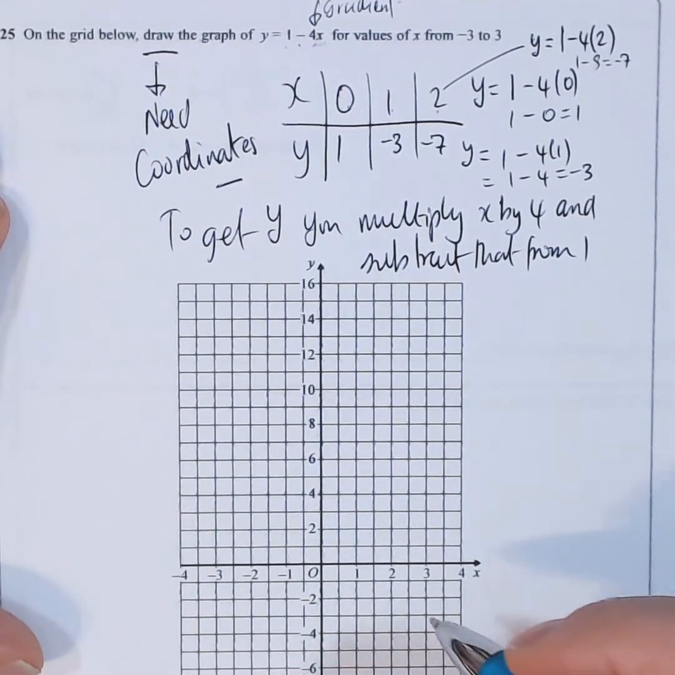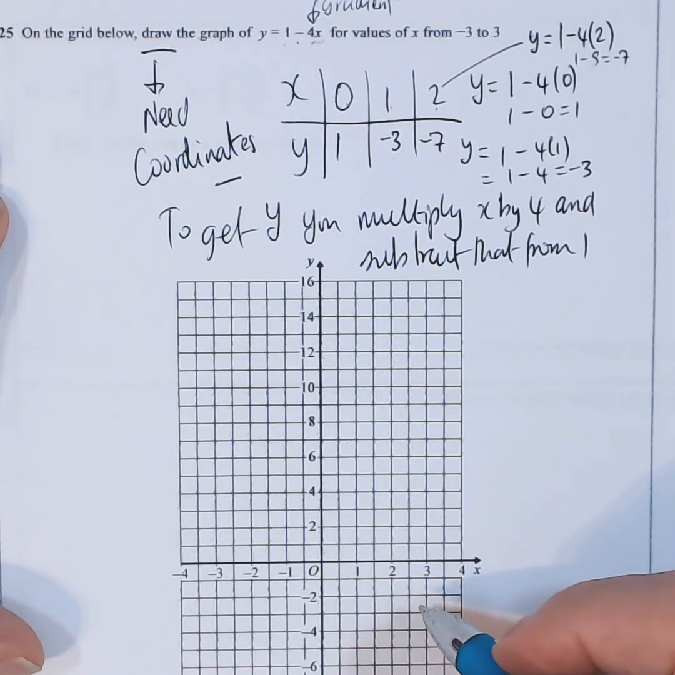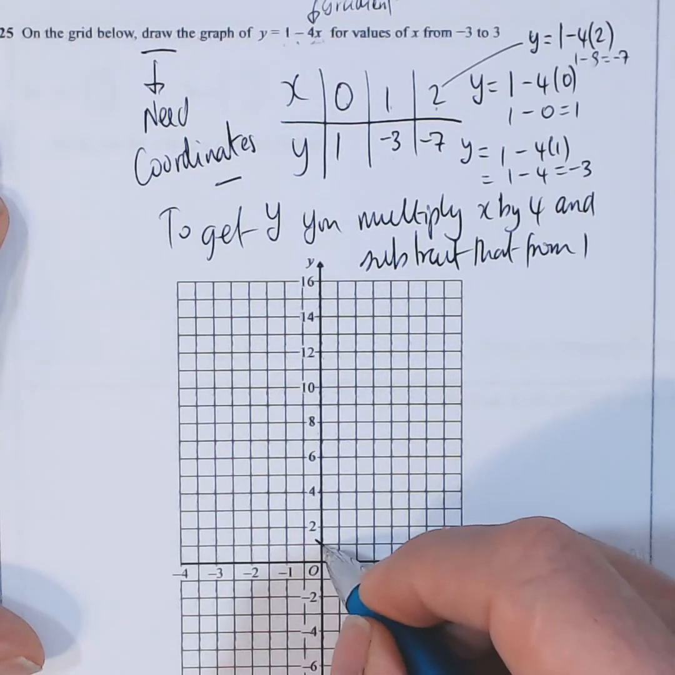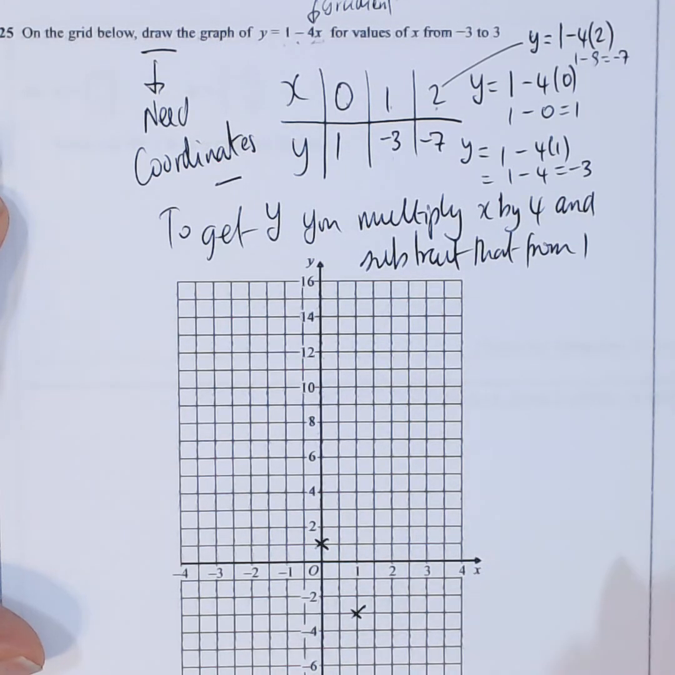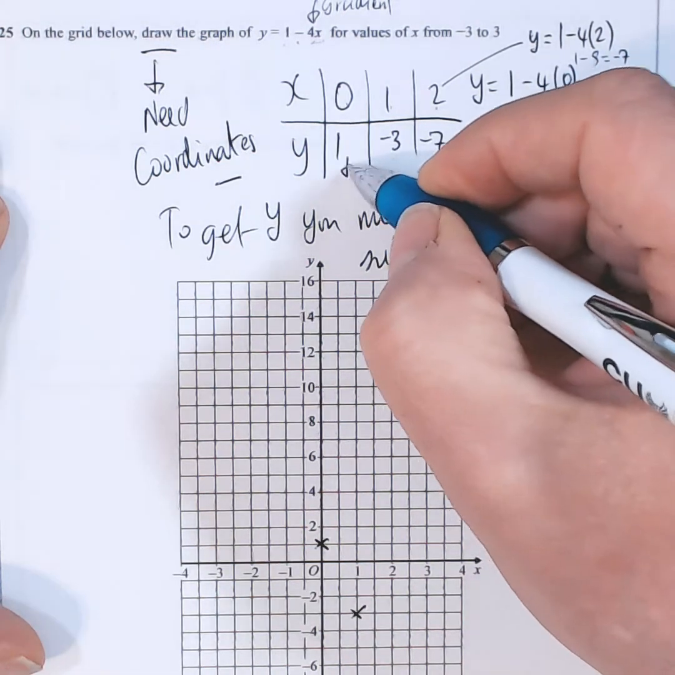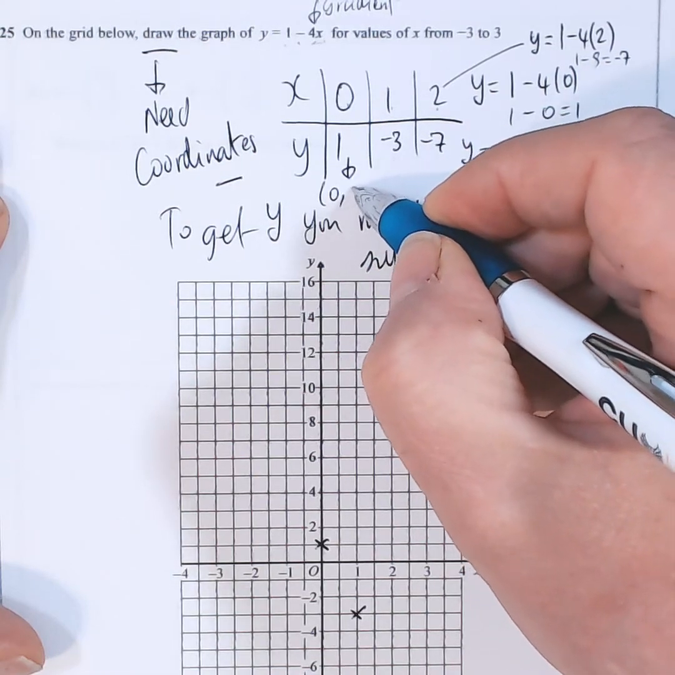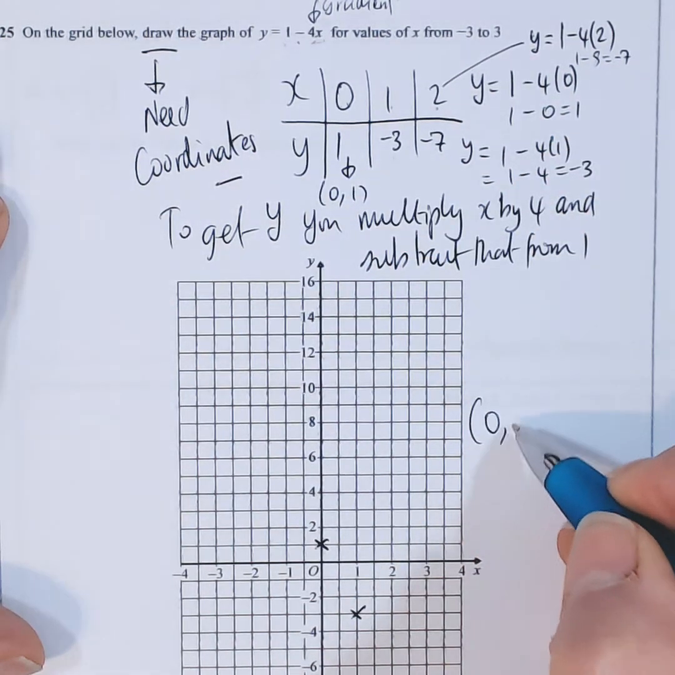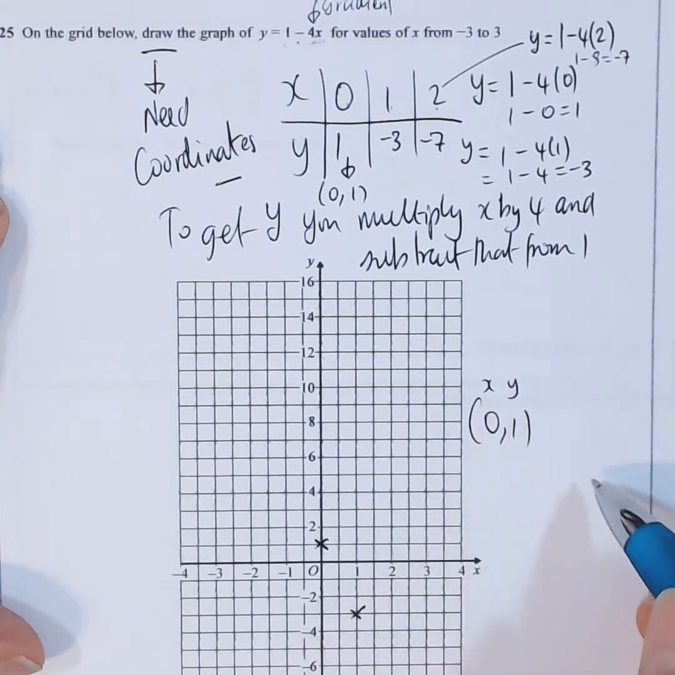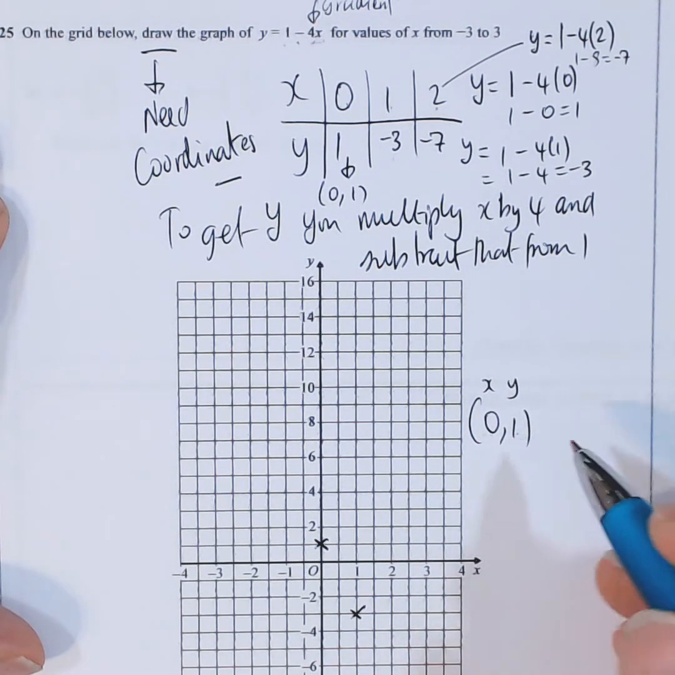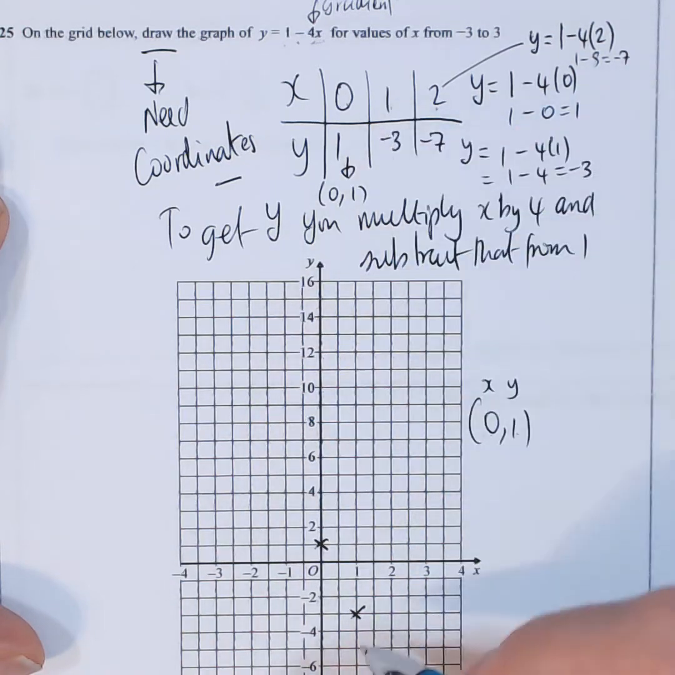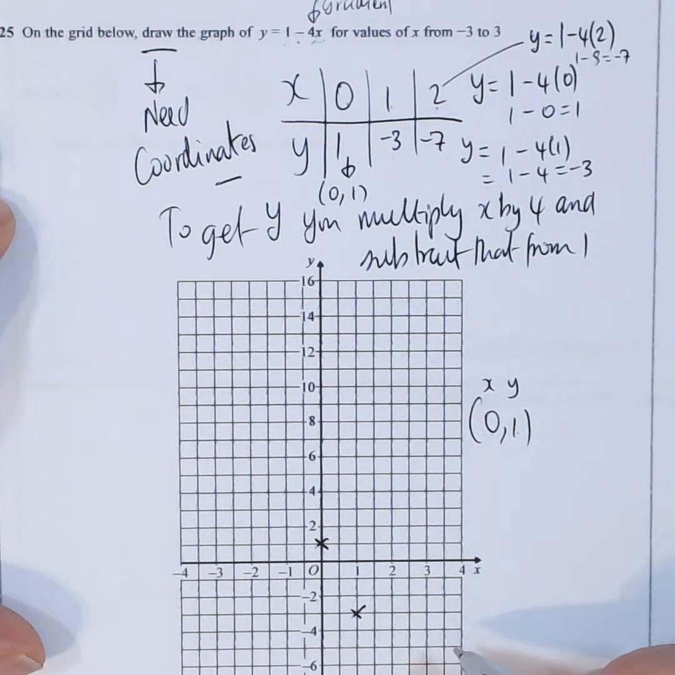So on the grid we plot those coordinates. So the first coordinate is 0, 1. The next coordinate is 1, -3. Now remember, we're getting these coordinates by just reading the x number and the y number. All coordinates are x first, y second, across the axes up or down. And then the next one was 1, -3, and the next one was 2, -7.